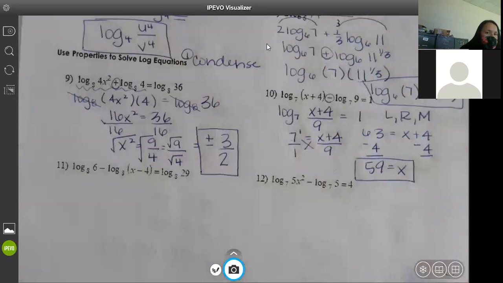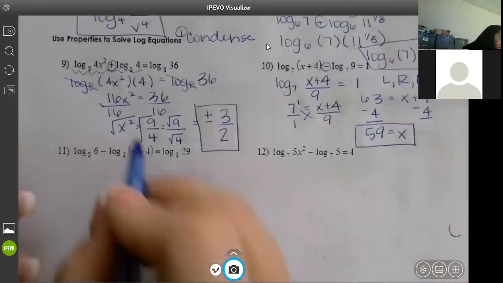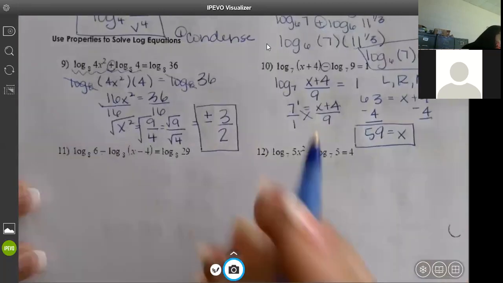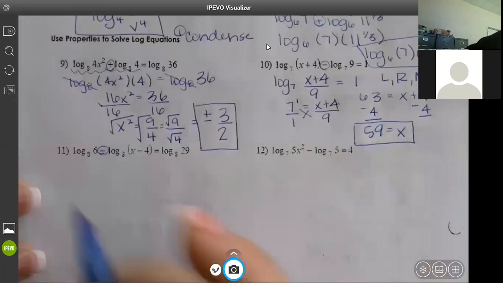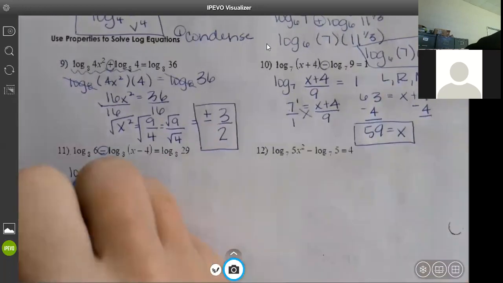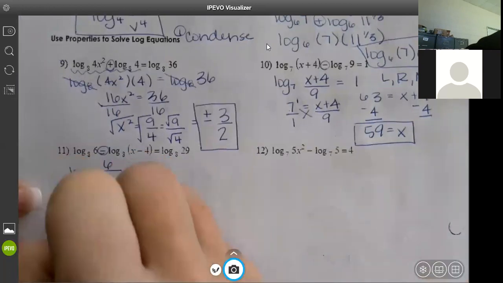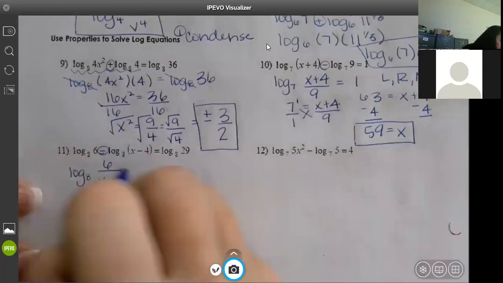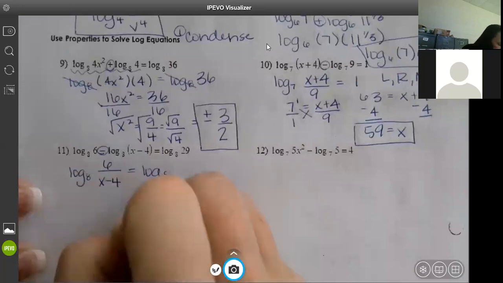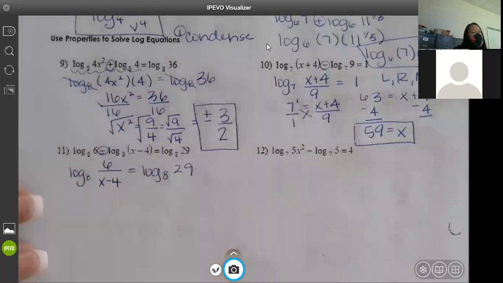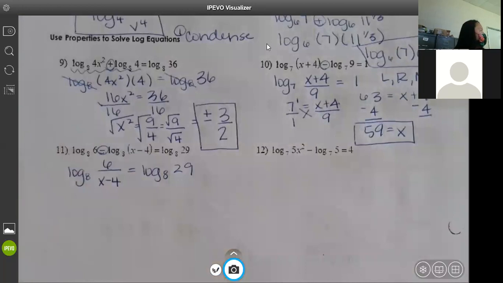All right, number 11. I see a minus between. I don't have any numbers in front, so minus is the same thing as divide. So I'm going to have 1 log base 8. 6 is going to be on the top. X minus 4 is going to be on the bottom. Equals log base 8 of 29. What do I do on this one?